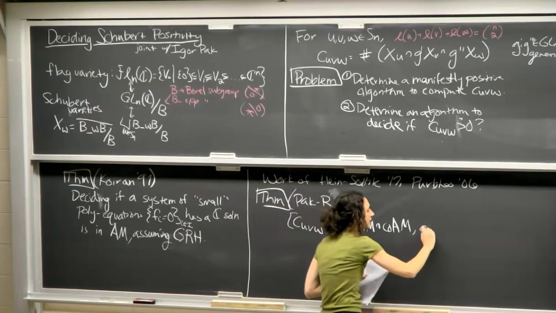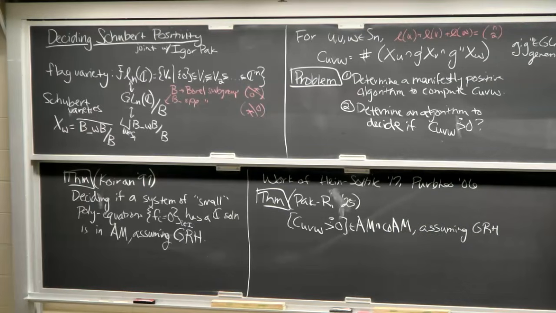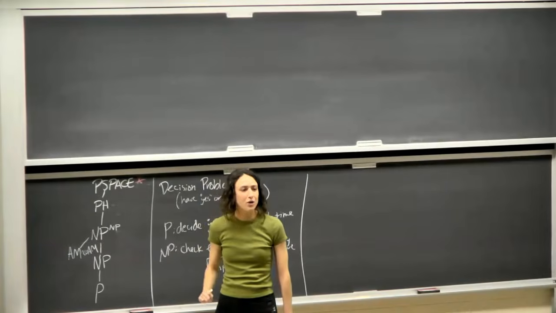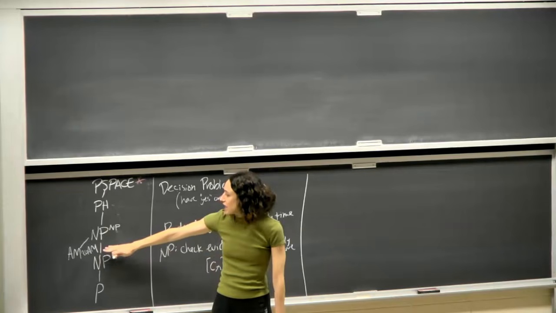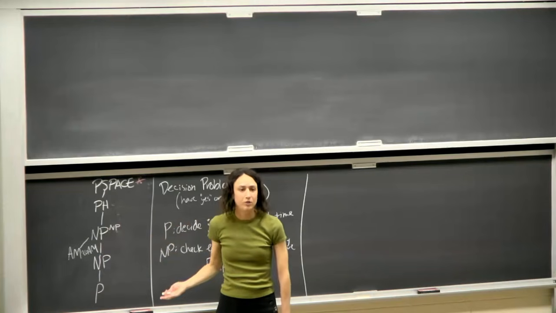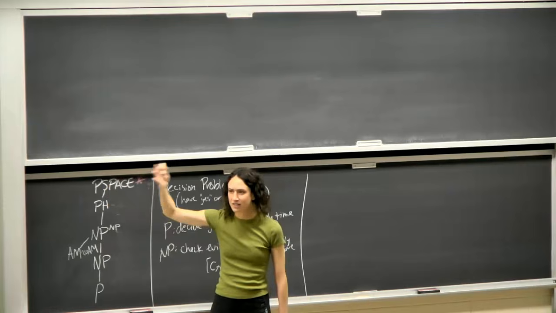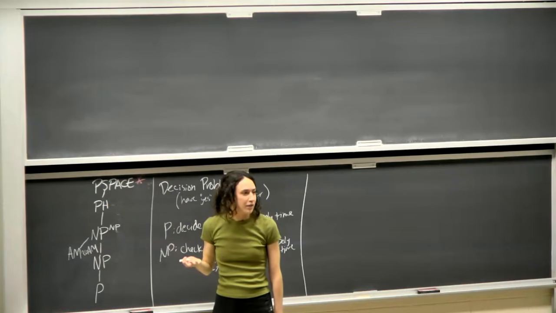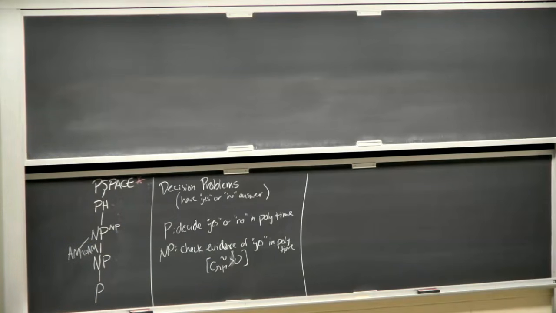But we have to assume GRH again. Okay, so AM cap co-AM is still sitting over here. Now that we've added this intersection with co-AM, we're a bit lower in the hierarchy, which is great. But then you can ask, where else do we go from here? Do we really think that this is the best that we can do? Do we have to assume GRH? Is there a way to remove that assumption? Because while it is intriguing, you don't want to have to assume.